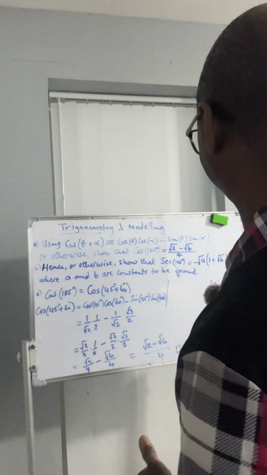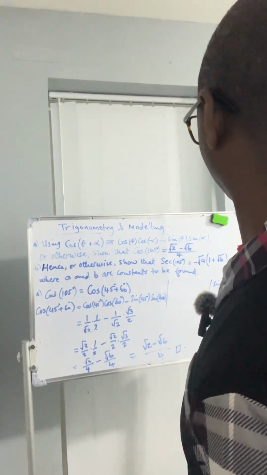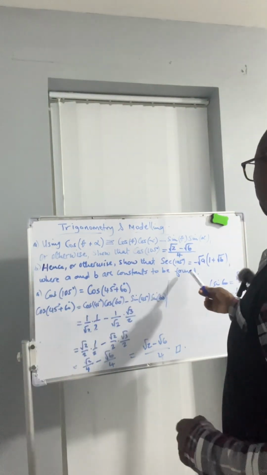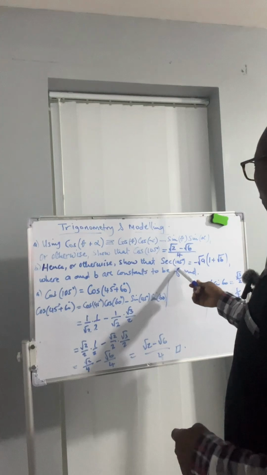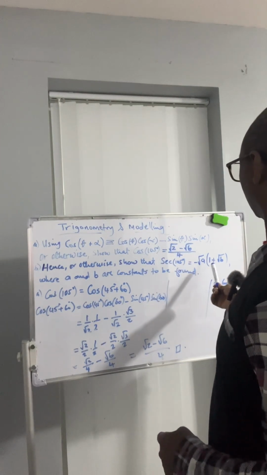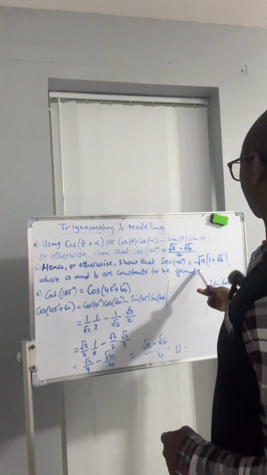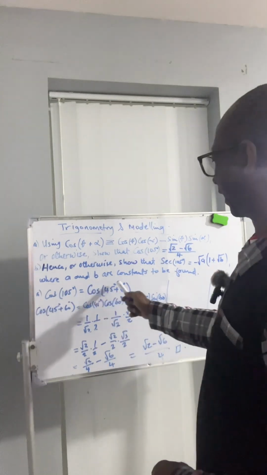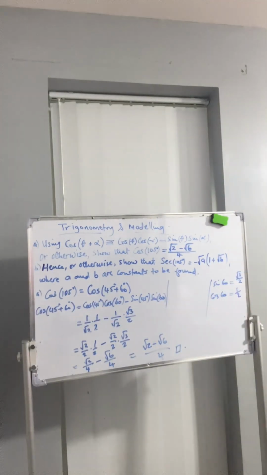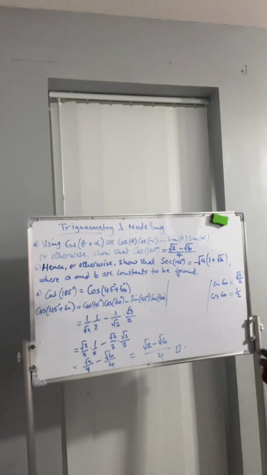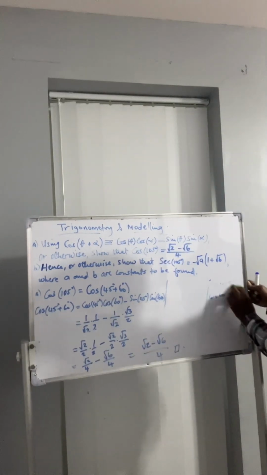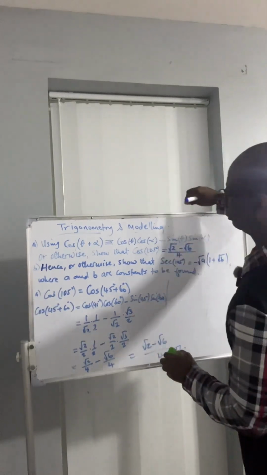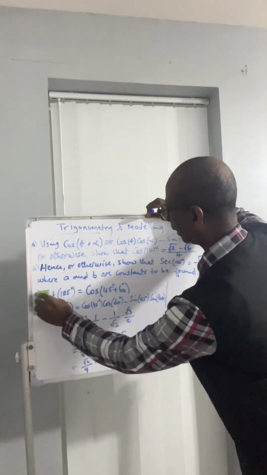So the next part asks us to show that the secant of 105 is equal to minus root a into 1 plus root b, where a and b are to be found. So let's jump to the second part of the question.